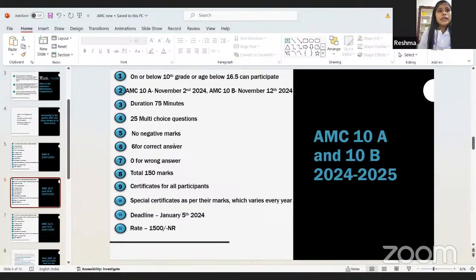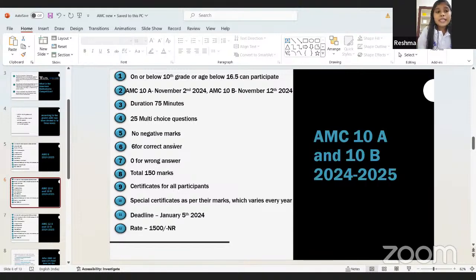And then AMC 10. AMC 10 is for students in 10th grade and below, probably 9th and 10th grade students will register for AMC 10. AMC 10A examination will be on November 2nd, and AMC 10B will be on November 12th.